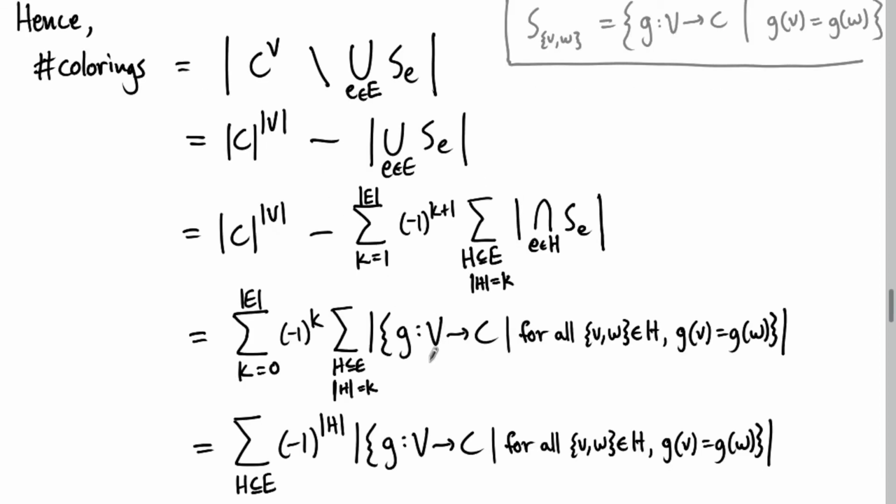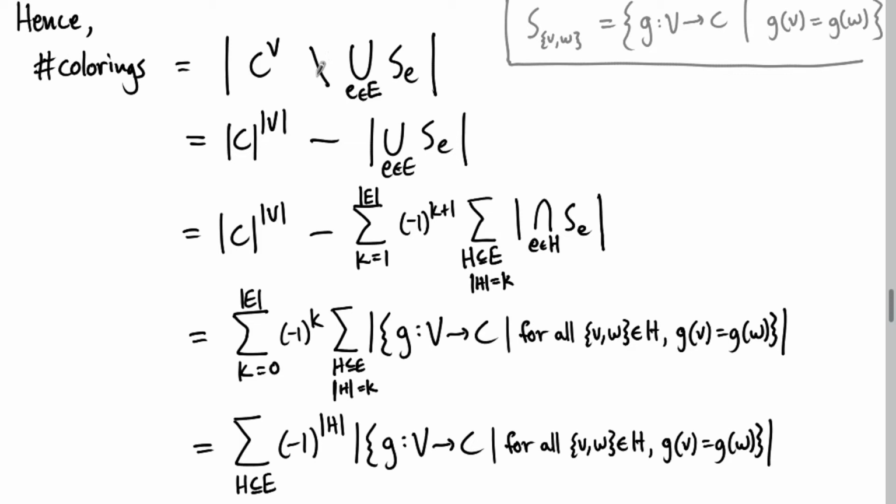So let's start invoking that inclusion-exclusion principle. I've written the definition of S in the upper corner so that we can reference it. Okay, so the number of colorings then is the collection of all functions. And remember, this is the set of functions V to C. And so it's all functions that aren't in the union of all these S_e sets.